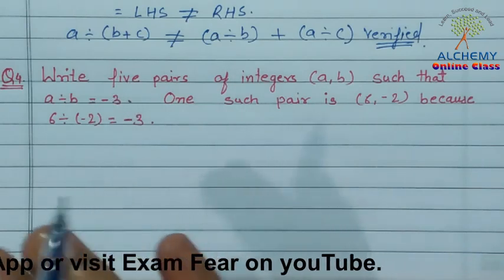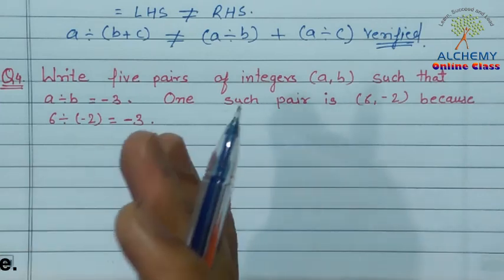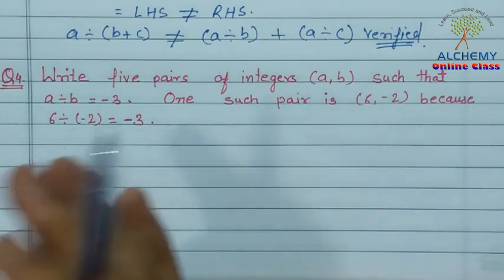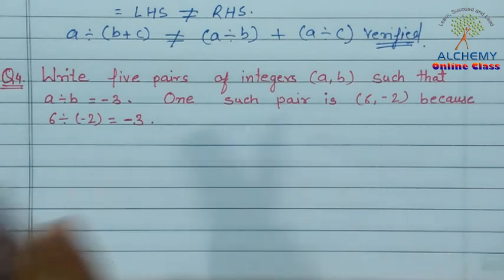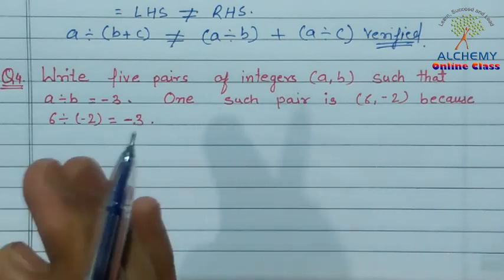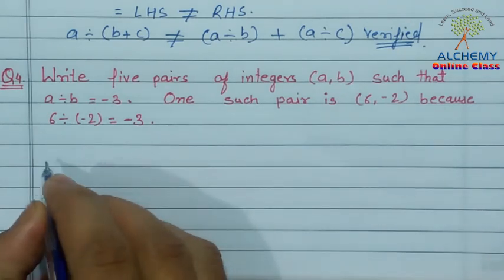So students, we know that when we want a negative answer, one integer should be positive and the other integer should be negative. We have to determine a pair of integers. When we divide the first integer by the second integer, the result should be -3. Suppose that we have a pair of integers.